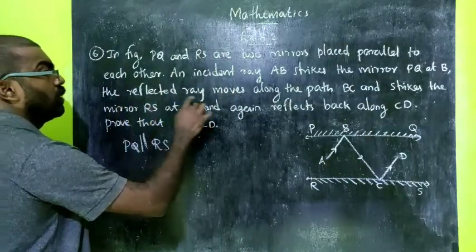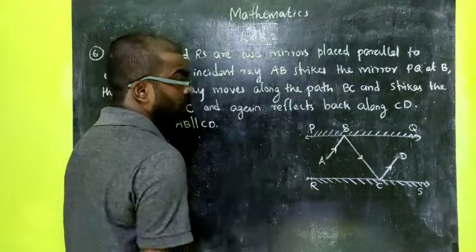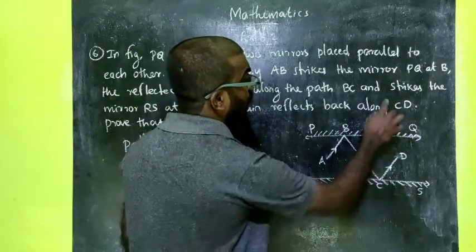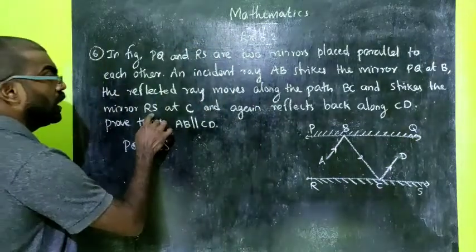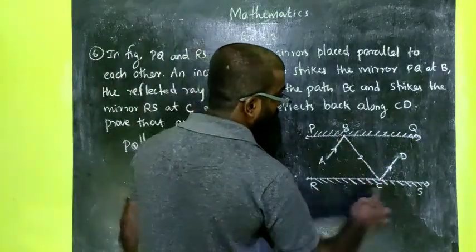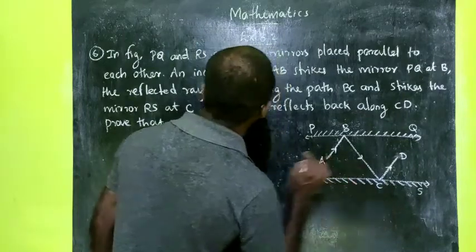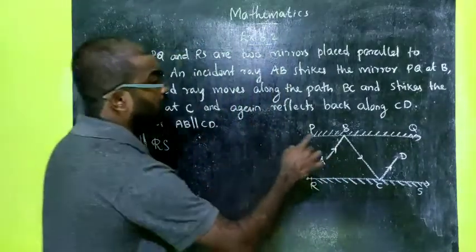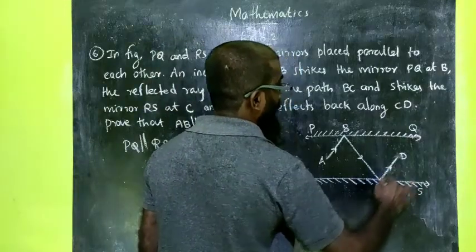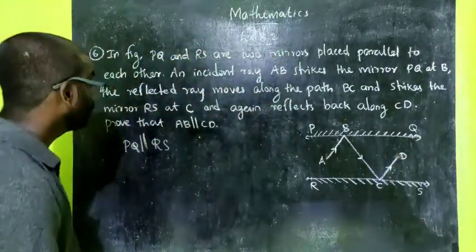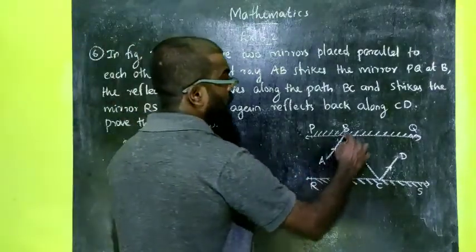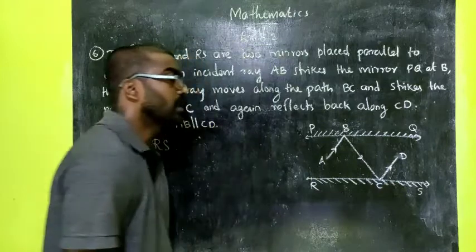The reflected ray moves along the path BC. Here BC is the reflected ray and strikes the mirror RS at C. And again it reflects back along CD. Okay. Prove that AB is parallel to CD. We have to prove AB parallel to CD.